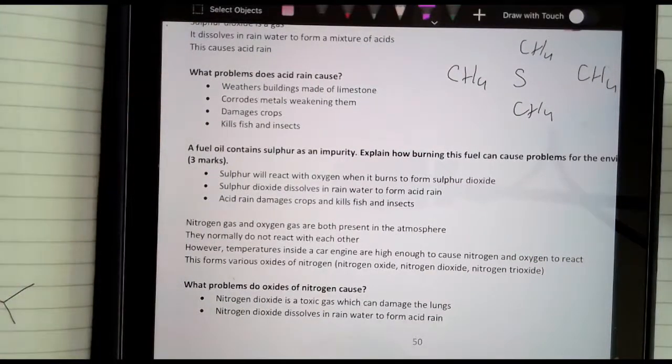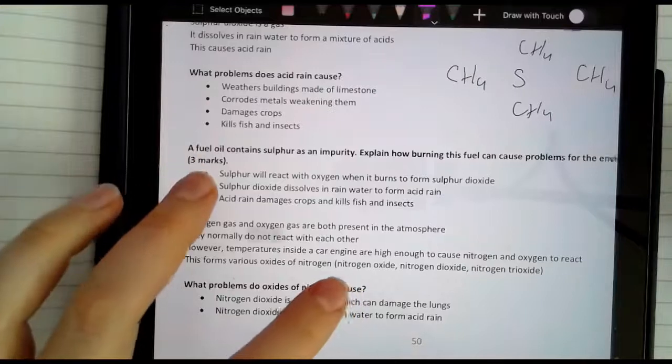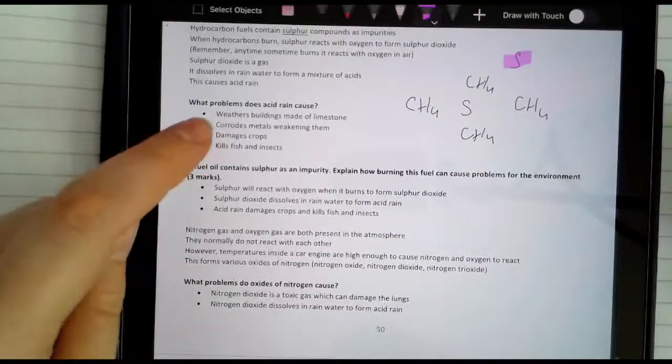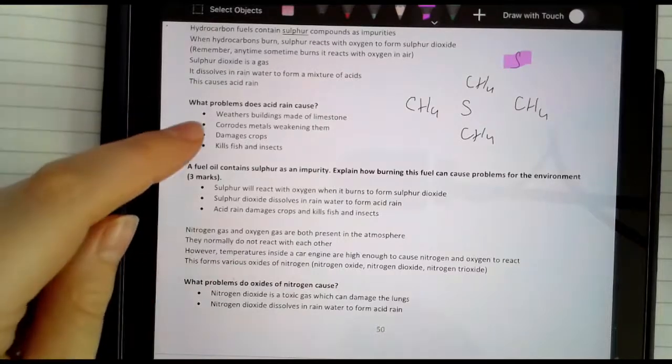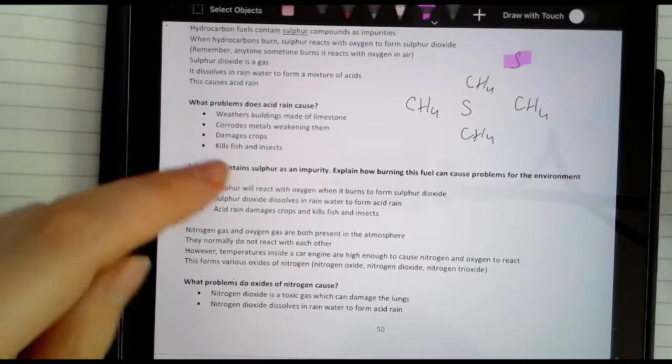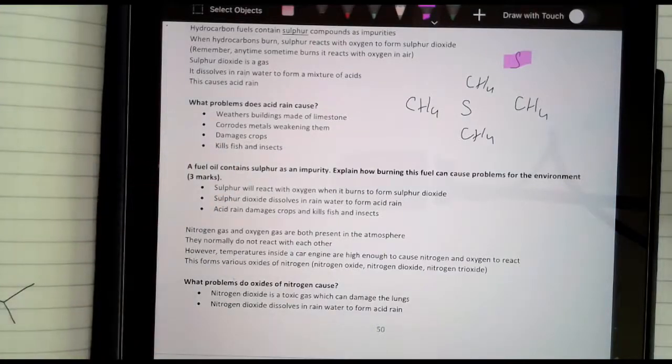it affects buildings. So if you were asked to just discuss the problems associated with acid rain, just double check the question. If they're asking you for environmental problems, you'll specifically talk about the fish and the insects. If they ask about problems in general, then you're also free to mention buildings.